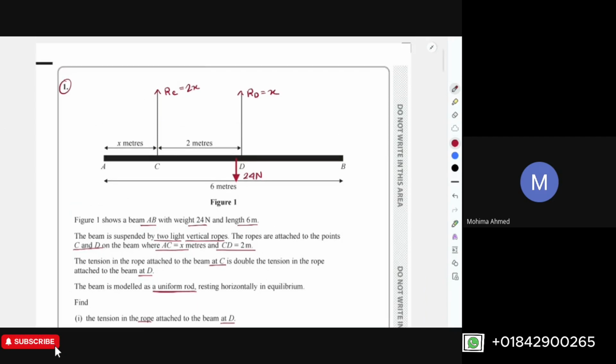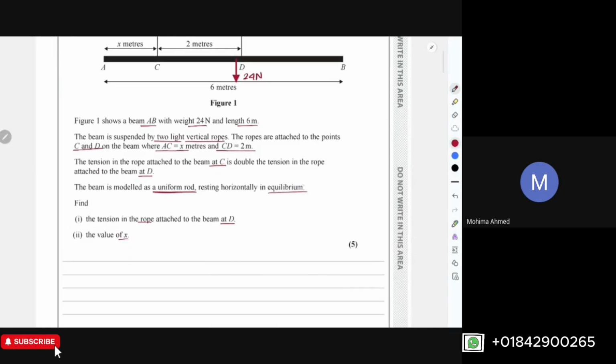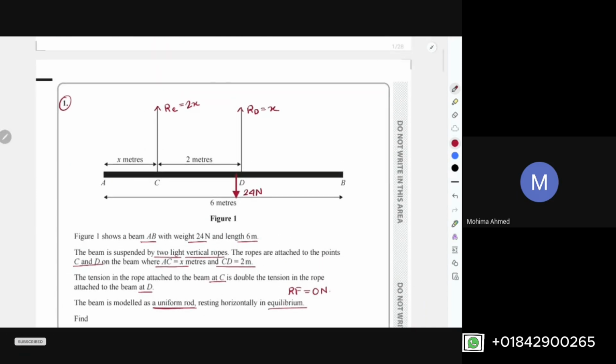I don't have any other forces acting on this beam other than the two tensions and the 24 Newton, right? So in the upward direction, you have this 3x total, and in the downward direction, you have this 24. If the entire thing is in equilibrium, I know from that word that the total resultant force is exactly 0 Newton. So resultant force means what? All upward, then minus downward because of the difference in direction, will be equal to 0. All the upward forces cancel out the downward forces.